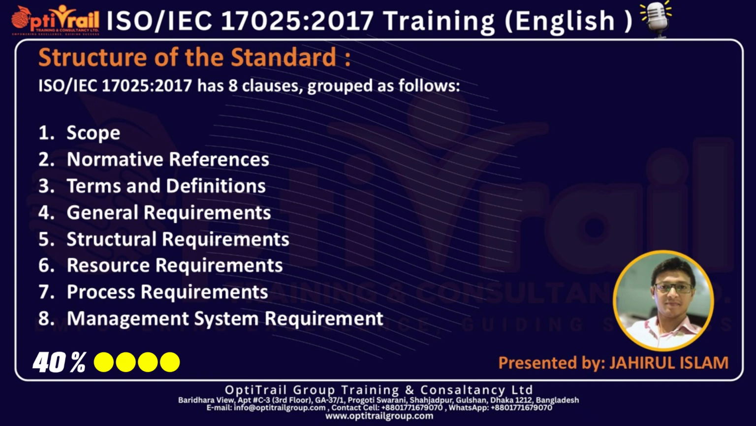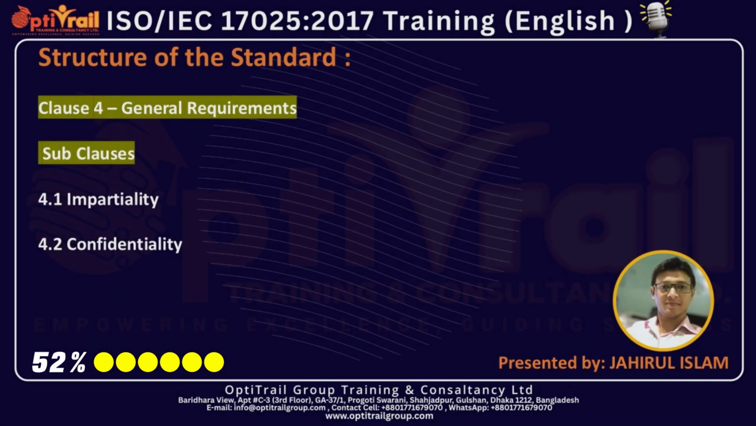Structure of the standard. ISO IEC 17025 2017 has 8 clauses, grouped as follows. 1. Scope. 2. Normative references. 3. Terms and definitions. 4. General requirements. 5. Structural requirements. 6. Resource requirements. 7. Process requirements. 8. Management system requirements.